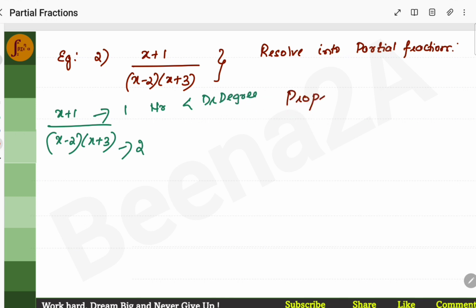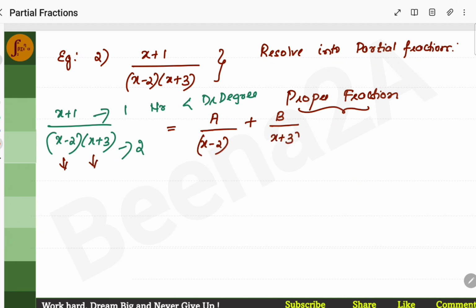This is a proper fraction. Now, the next step, once we have checked that it's a proper fraction, is to split it. We need to split this entire function like this: A and B, and we put the denominators. The first one we'll put as x minus 2, the second one we'll put as x plus 3.